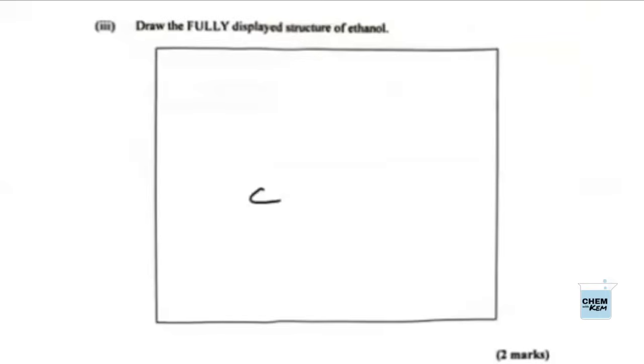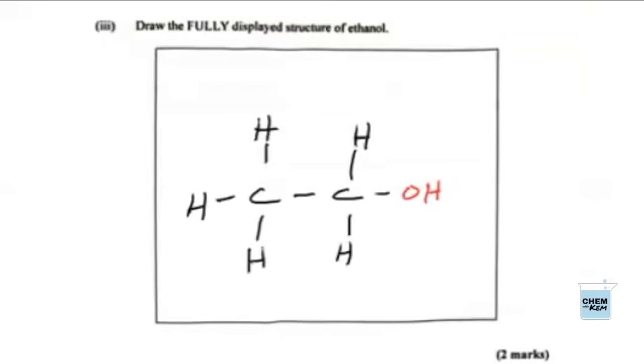All right, "eth" means 2, so it's 2 carbon atoms. And the OH group could go on any of the carbon atoms. All right, so we just need to put on the hydrogens here. So that's our C2H5OH. Didn't ask for that, but we mentioned it in the previous question.